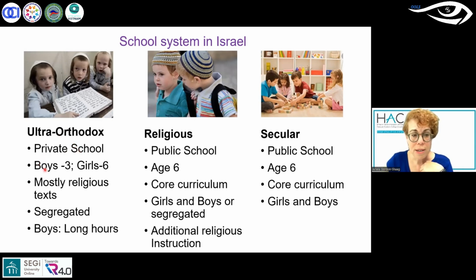The boys in the ultra-Orthodox school system start reading and writing when they're 3 years old. The girls start when they're 6, and that's pretty much across the board for religious and secular children, boys and girls: they start school when they're 6. But the boys in the ultra-Orthodox system start school when they're 3. They mostly learn religious texts. They don't have a core curriculum, like math and science. The religious and the secular kids have a core curriculum. The schools are segregated. The boys and girls don't go to school together. The boys and girls in the other two school systems may or may not go to school together. And the boys have long hours of study. They typically have a really long school day. The religious and secular school systems are pretty similar, but the religious school system has a few extra hours of religious instruction every week.